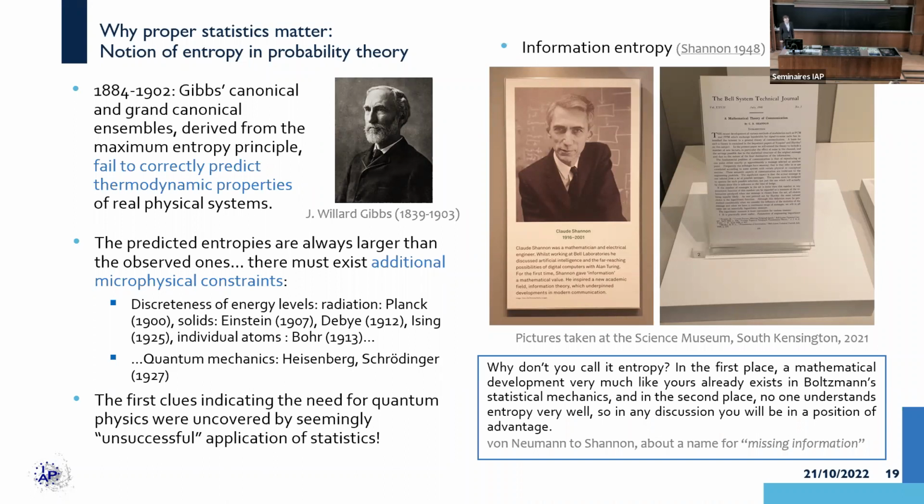Interesting discussion between von Neumann and Shannon about the name for missing information. I think the word entropy doesn't appear in the paper. Von Neumann says, well, why don't you call it entropy? In the first place, a mathematical development very much like yours already exists in Boltzmann's statistical mechanics. And in the second place, no one understands entropy very well, so in any discussion, you will be in a position of advantage. I found that one first.